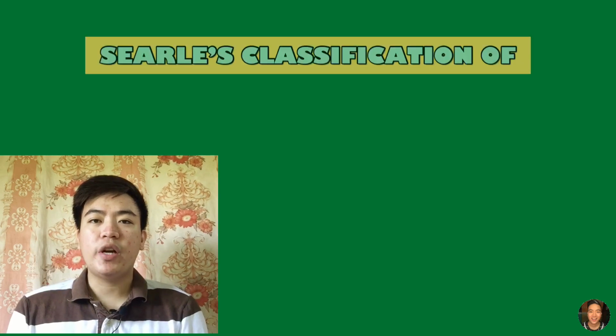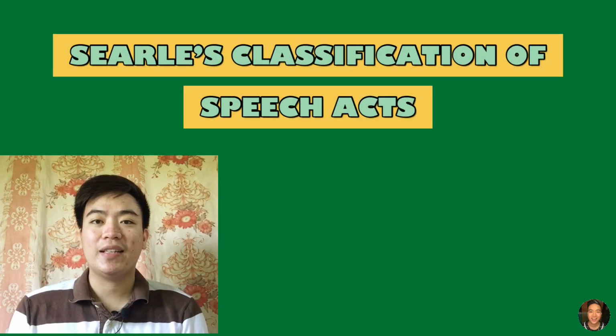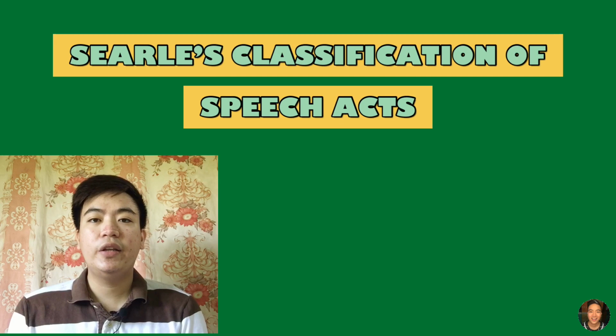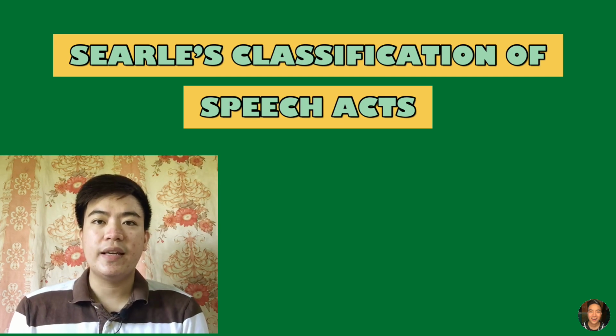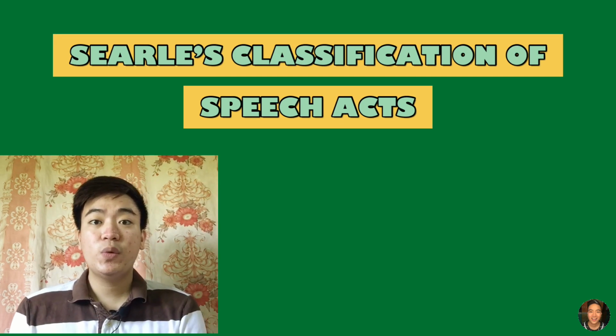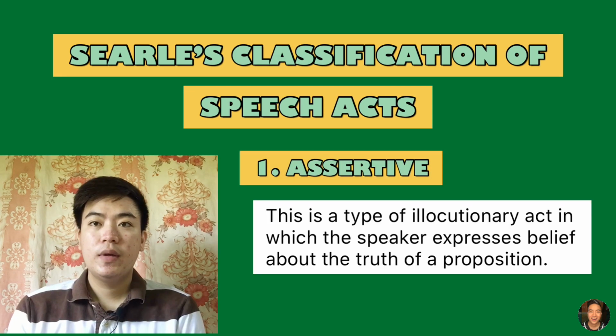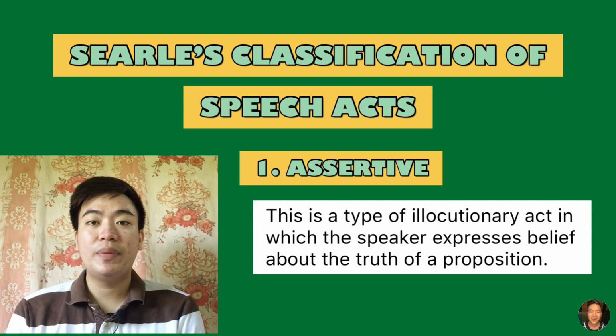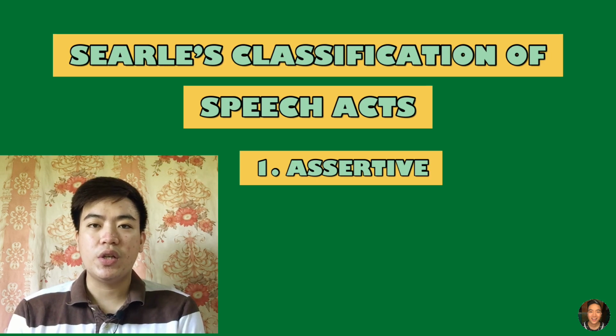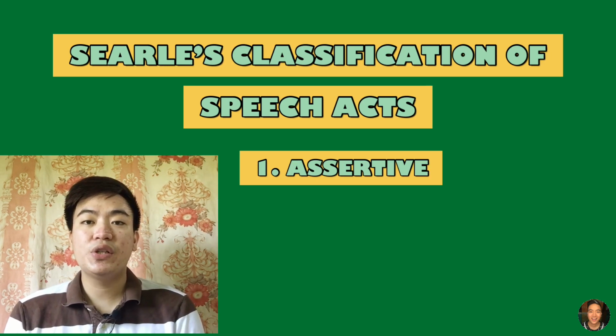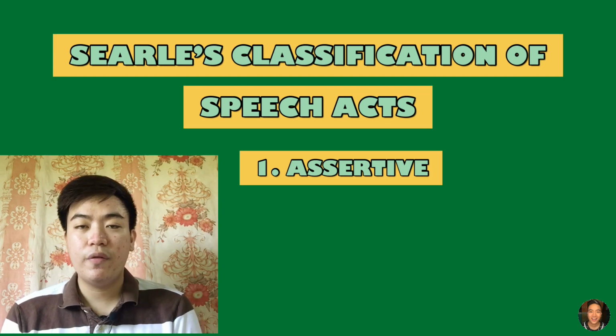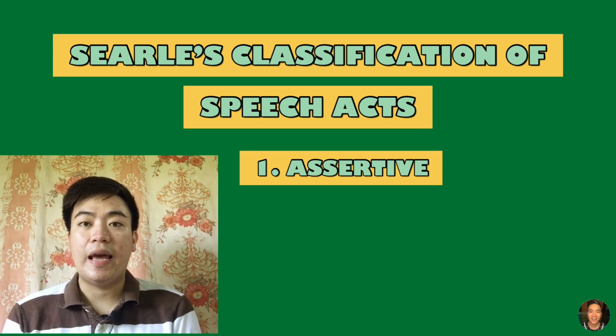Now let's talk about Searle's classification of speech act. John Searle classified illocutionary acts into five distinct categories. First, we have assertive. This is the type of illocutionary act in which the speaker expresses belief about the truth of a proposition. Some examples of assertive illocutionary acts are suggesting, putting forward, swearing, boasting, and concluding.